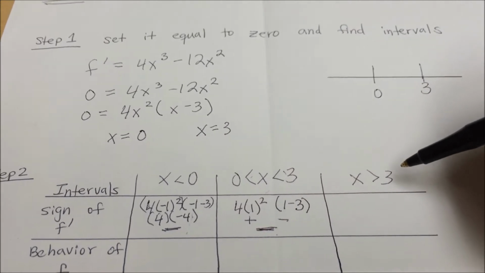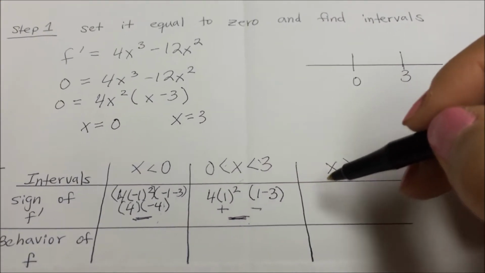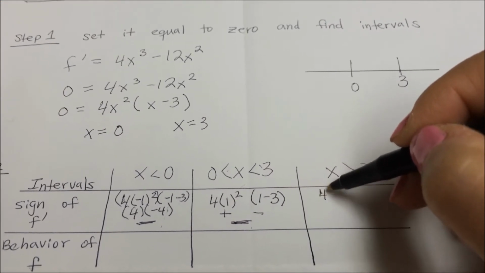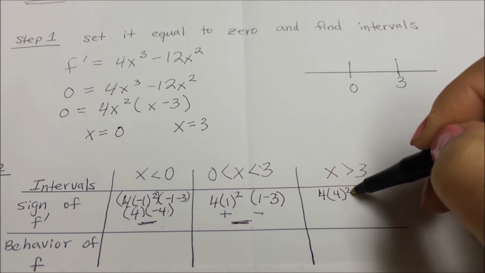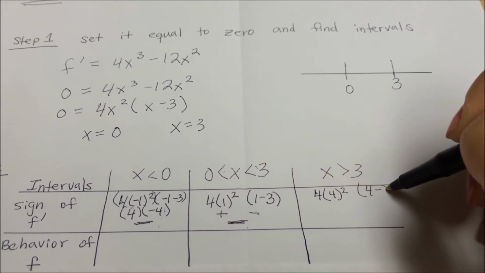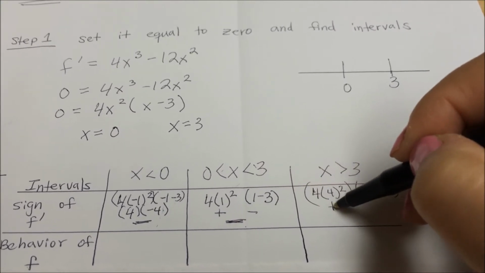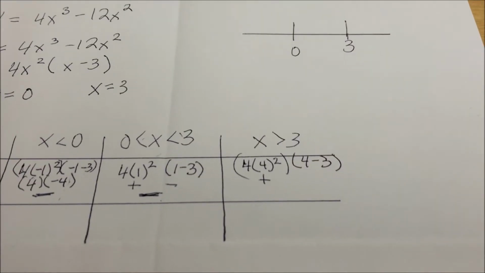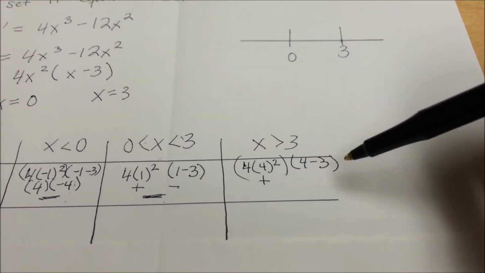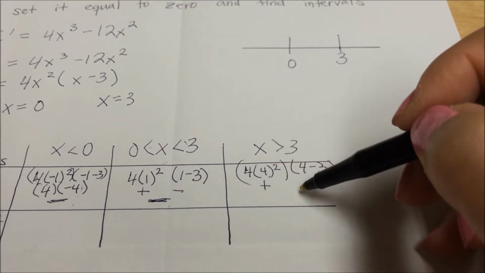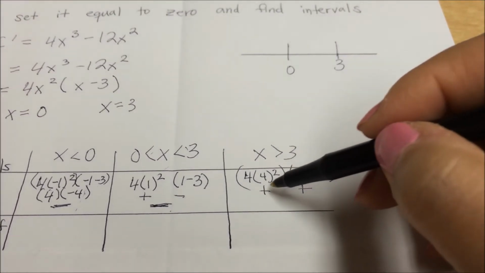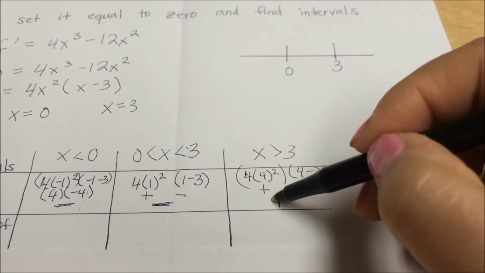Let's pick a number after 3, like 4. With 4 squared and 4 minus 3, this is going to be positive, because 4 squared is 16 and 16 times 4 is positive. 4 minus 3 is 1, which is positive. So positive times positive gives us positive.